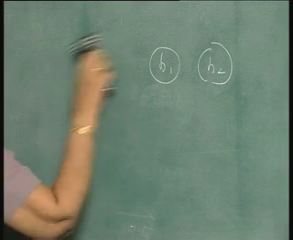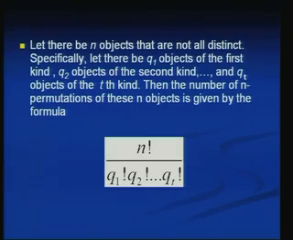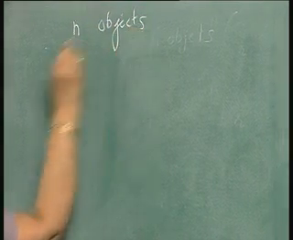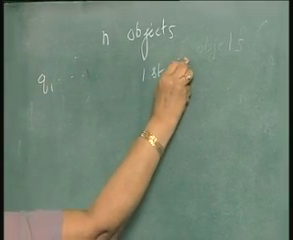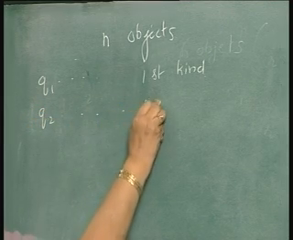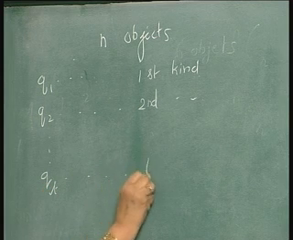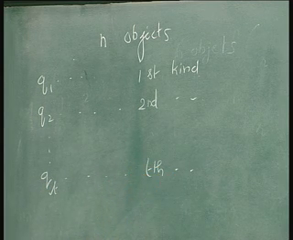So, in such a case, what is the formula for arranging n objects? Now we have n objects, but they are not all distinct. Let there be n objects that are not all distinct. Specifically, there are q1 objects of the first kind, q2 objects of the second kind, and qt objects of the tth kind. Then the number of n-permutations of these n objects is given by the formula n factorial by q1 factorial, q2 factorial, ..., qt factorial. So, you are having n objects, not all of them are distinct, q1 objects are of the first kind, q2 objects are of the second kind, and so on, and qt objects are of the tth kind. In how many ways can you arrange them?